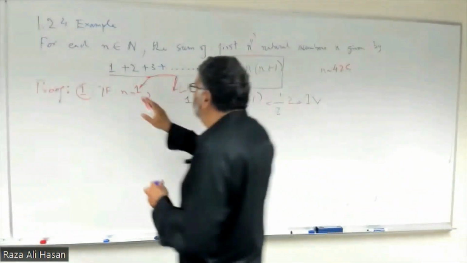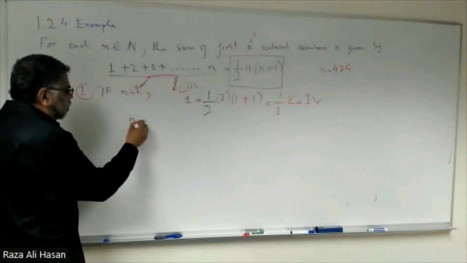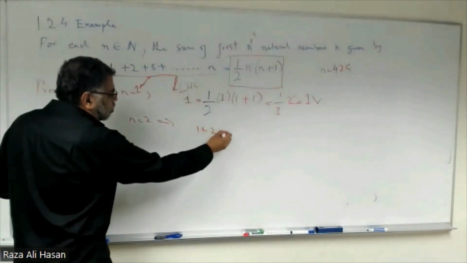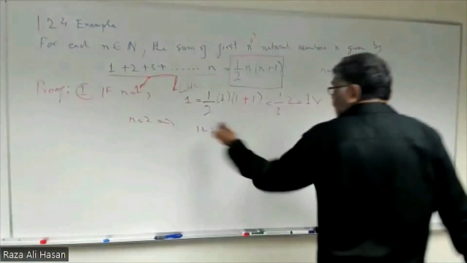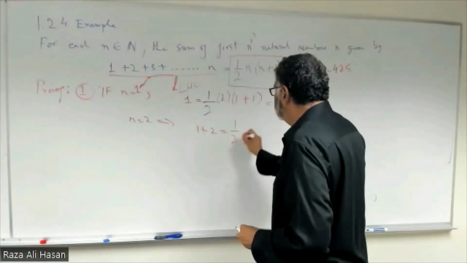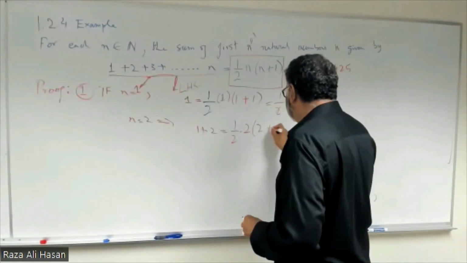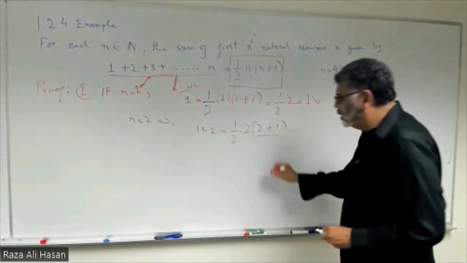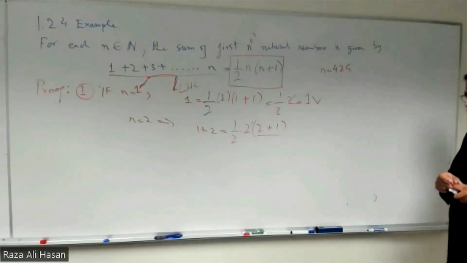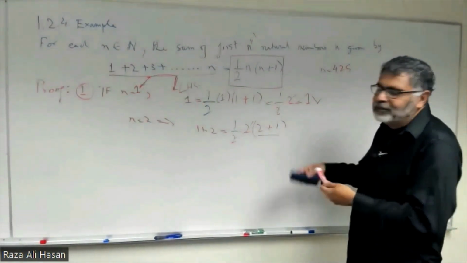Okay, let's do it for 2. So then the left hand side is 1 plus 2, right? And then the right hand side is going to be 1/2 times 2 times 3. That's a 3, and that's a 3. And it does work for all numbers.